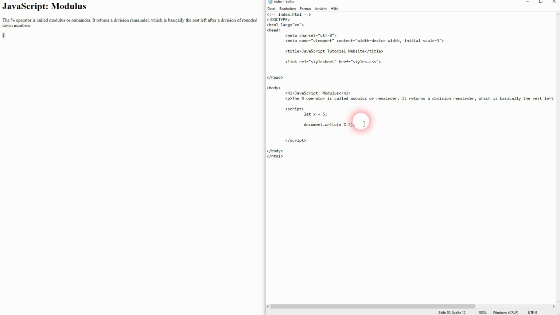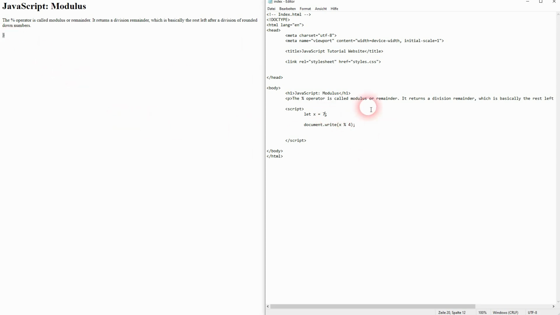Same goes for 7 remainder 2, because 7 divided by 2 would be 3.5, but 7 remainder 2 would be 3 rounded down. 3 times 2 is 6, 7 minus 6 is 1. Let me use 7 remainder 4. This would be 7 divided by 4, which is 1 point something, and then rounded down. 1 times 4 is 4, 7 minus 4 is 3. Therefore our remainder would leave us with a 3. Here you can see it.